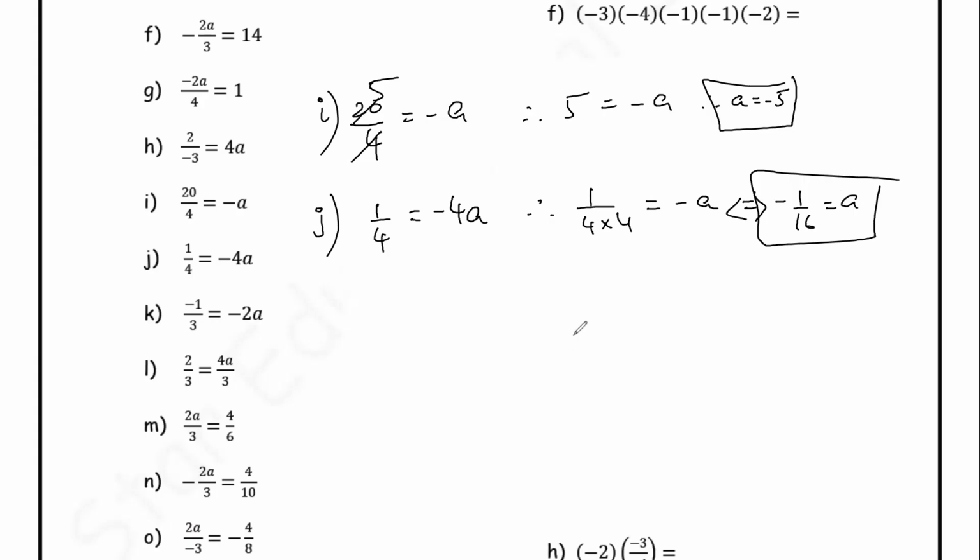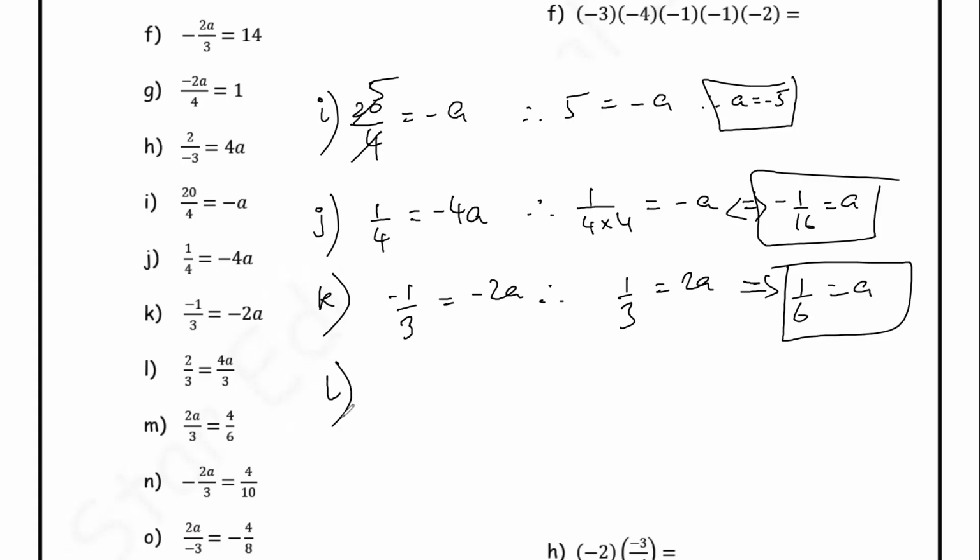I'll put a therefore or it implies rather than equal to. Minus 1 over 3 is equal to negative 2A. Therefore, negative and negative cancel, right? So you got 1 over 3 is equal to 2A. Which implies 1 over 6 is equal to A because 2 goes next to 3. You get 1 by 6.